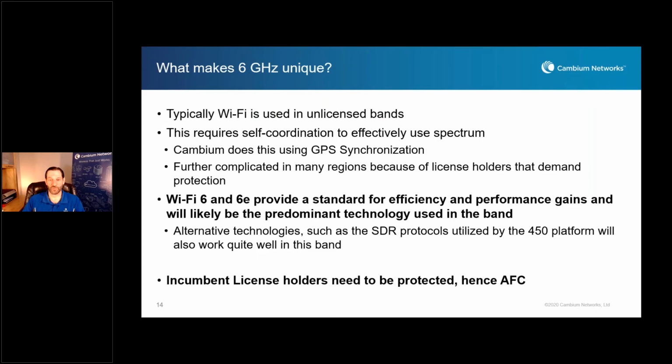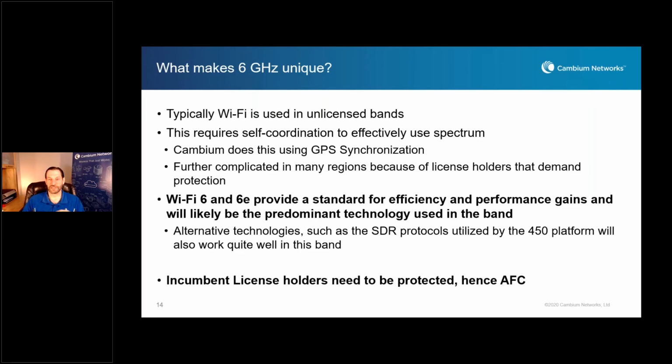Now 6 gigahertz really lends itself to operating under those same rules. But to use the Wi-Fi or unlicensed bands successfully or effectively requires some coordination. Cambium has done this with GPS synchronization, eliminating or mitigating self-interference so that you can effectively use what spectrum is available in your area. License holders, and there are license holders in 6 gigahertz, as I mentioned, complicate things a bit because you want to protect those folks that have paid money or have somehow gotten licenses to use that band. You don't want to just start broadcasting unlicensed radios all over their spectrum.